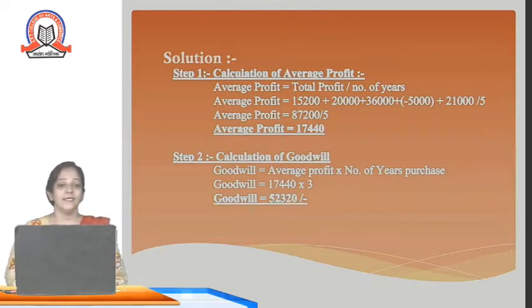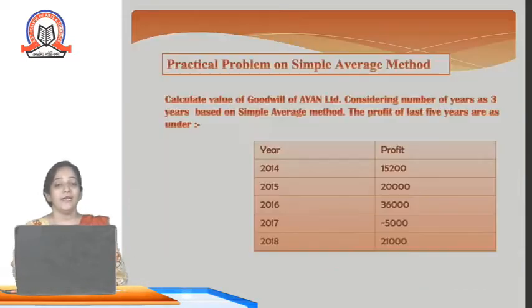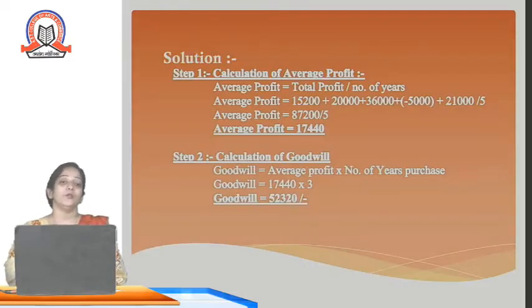Now the second step, which is calculation of goodwill. Goodwill equals average profit into number of years purchase. In the first line, the number of years purchase was mentioned as 3 years. So what we are supposed to do is multiply this average profit by the number of years. 17,440 multiplied by 3, we will get 52,320 as the goodwill valuation. So this is a very basic method of calculation of goodwill.